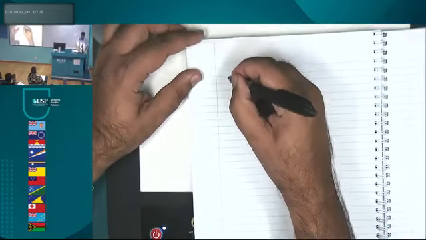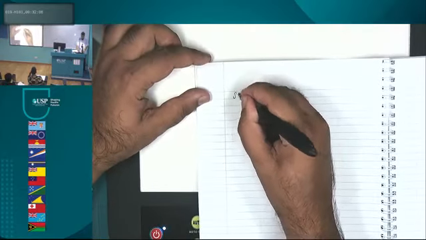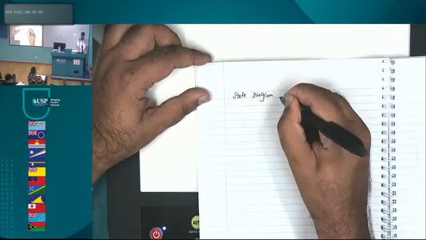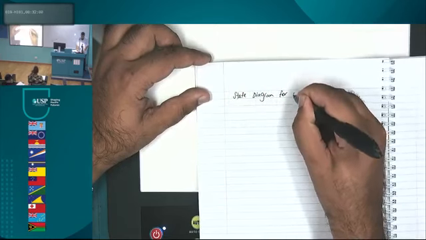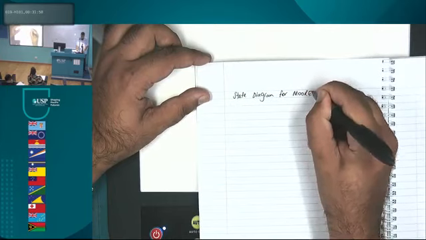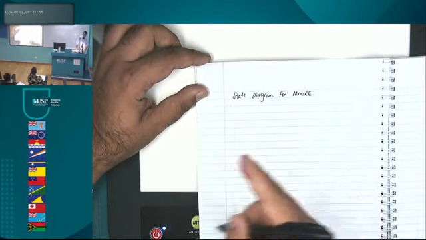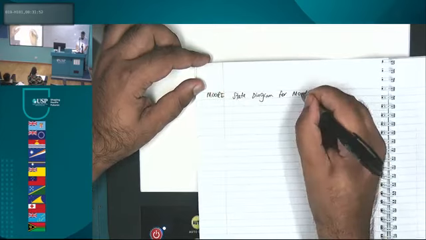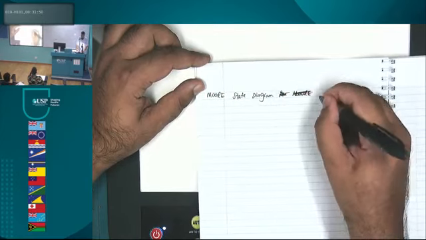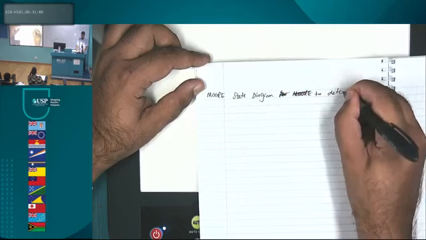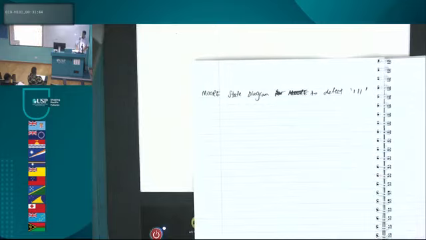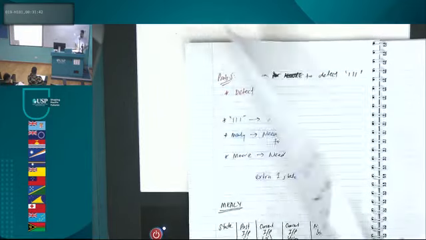So I'm doing everything in parallel. State diagram for Moore. Actually, I've got the wording wrong. It should be Moore state diagram to detect 111.